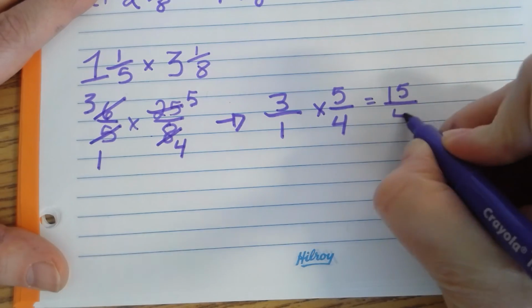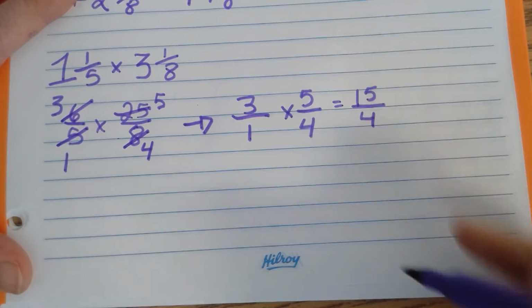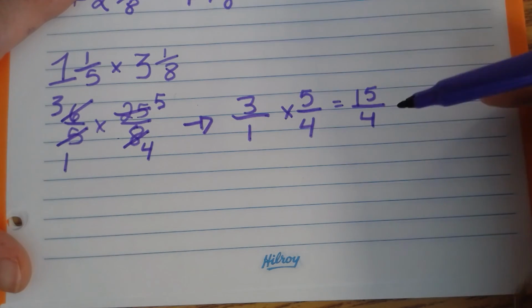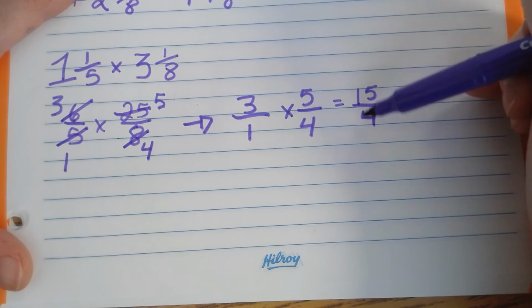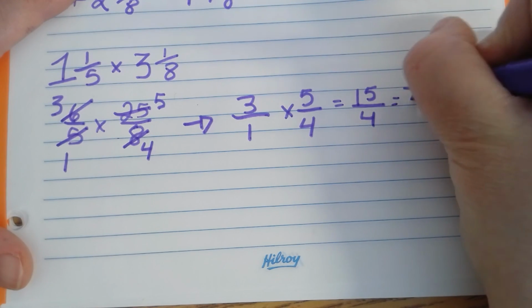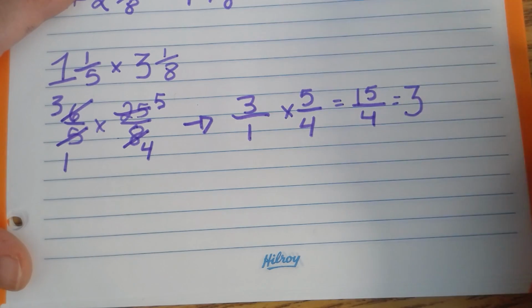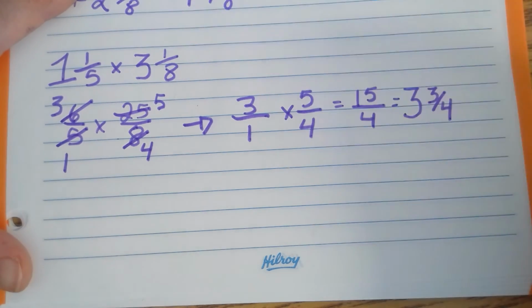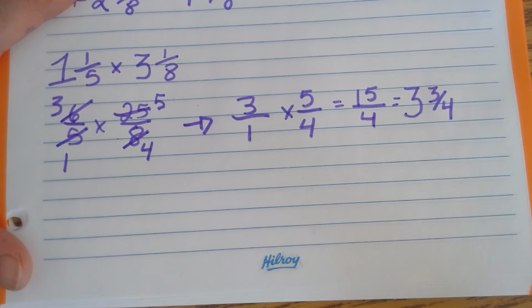1 times 4. With my 15/4, then it's just a matter of turning that into a mixed number. So I ask myself, how many times can I take 4 away from 15? The answer is I can do 3 full groups, and then I have 3 pieces out of the 4 I need that are left over. And these are your 2 multiplying mixed number methods.